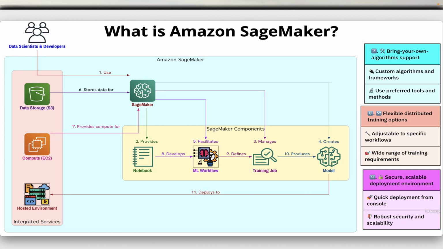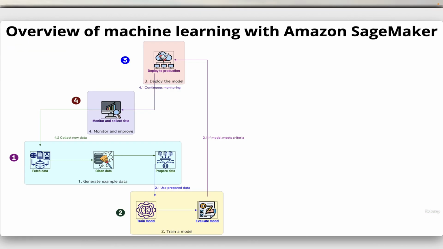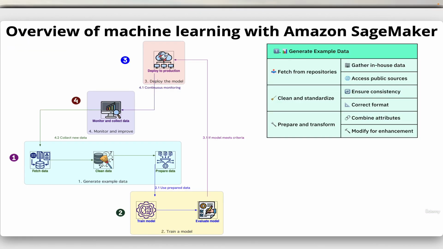Within just a few steps, users can deploy their models into a secure and scalable environment directly from the SageMaker console. This feature ensures that ML models can be quickly put into production with robust security and scalability. Overview of the machine learning process with Amazon SageMaker. So, the machine learning workflow with Amazon SageMaker.